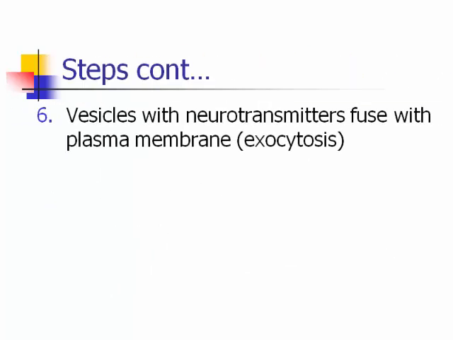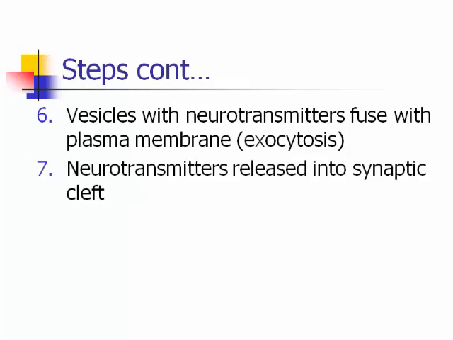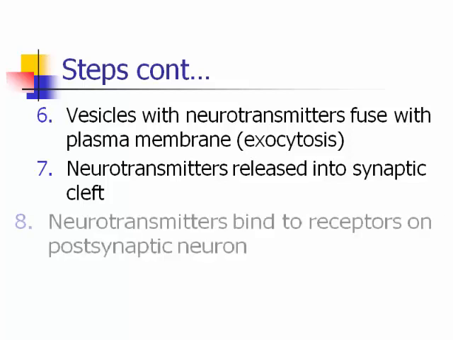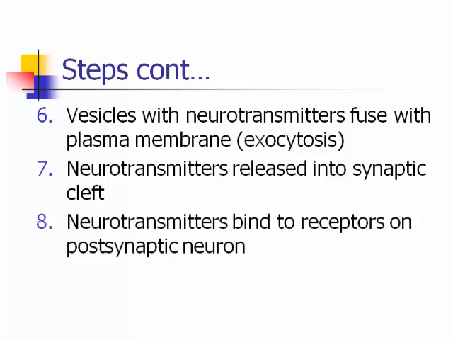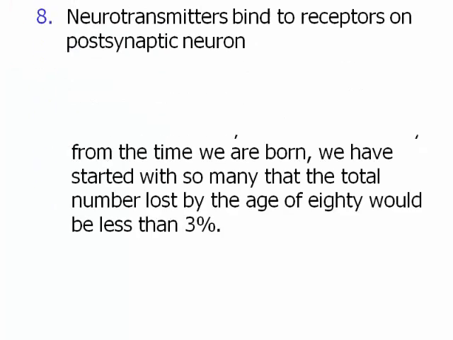And it keeps going. Step 6, the vesicles with neurotransmitters fuse with the plasma membrane. Remember, that's called exocytosis. The neurotransmitters are released into the synaptic cleft, and the neurotransmitters bind to receptors on the postsynaptic neuron. Okay, get this in your memorizing mode. How are you going to do this? Practice, talk out loud.